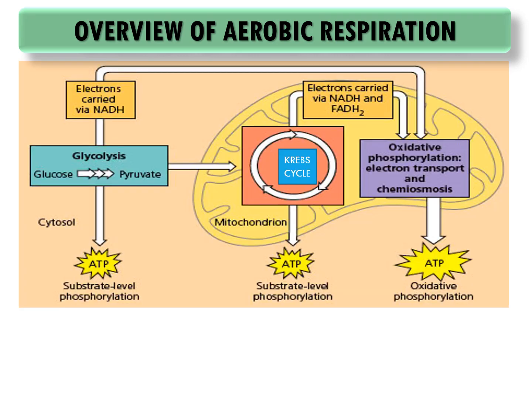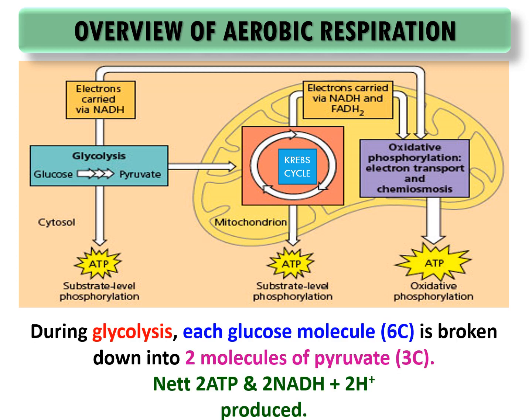Next, we overview stage by stage of aerobic respiration. During glycolysis, each glucose molecule, 6 carbon, is broken down into 2 molecules of pyruvate, 3 carbon. The products of glycolysis are 2 net ATP and 2 NADH plus 2H plus.